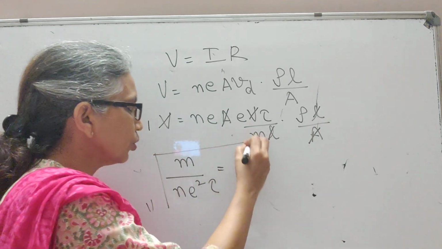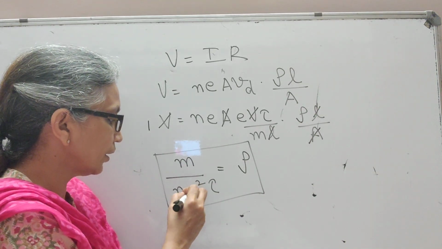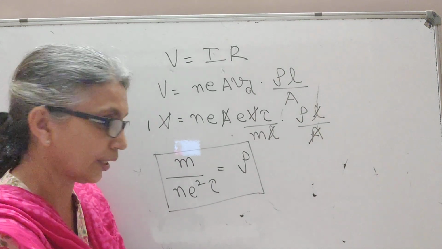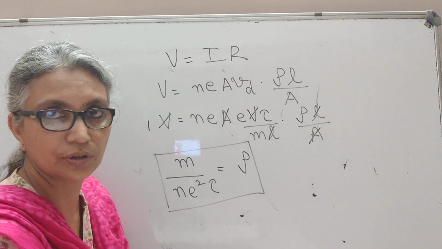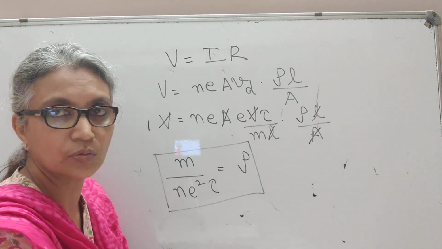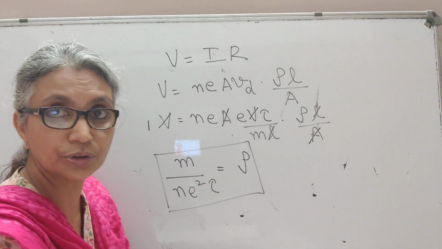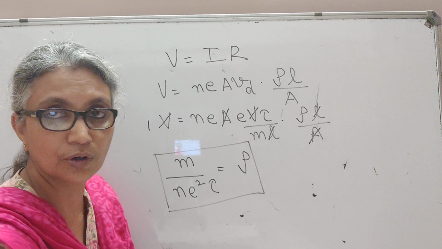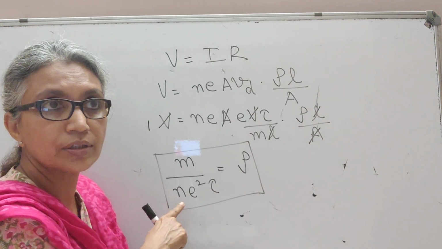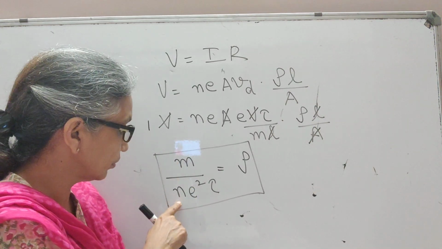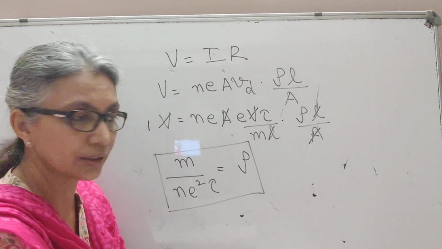So we have this new formula for resistivity, which depends on m by ne squared tau, where m is a constant always. It stands for the mass of an electron. Then e again a constant, 1.6 into 10 raised to minus 19. n is the number density, which I told you is the number of electrons in unit volume for any material. So for a material, this n should be a constant because it depends on the material. Naturally, the number of free electrons available in unit volume is a constant for a given material.